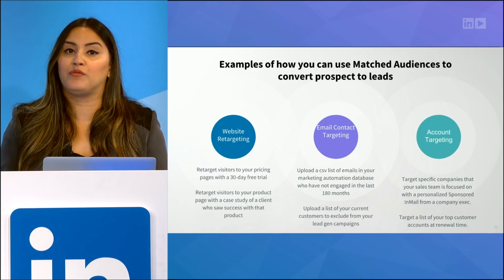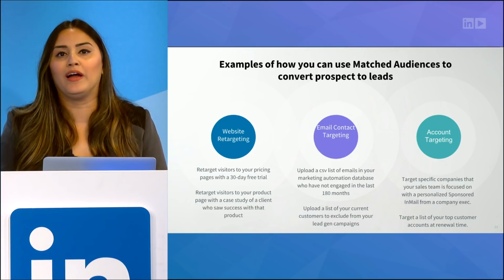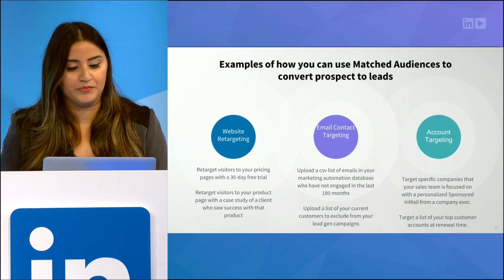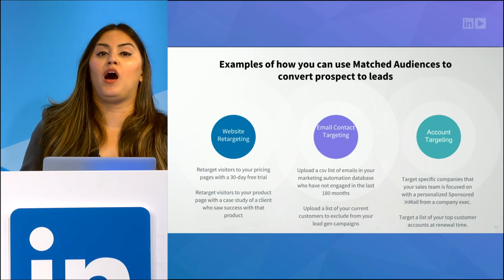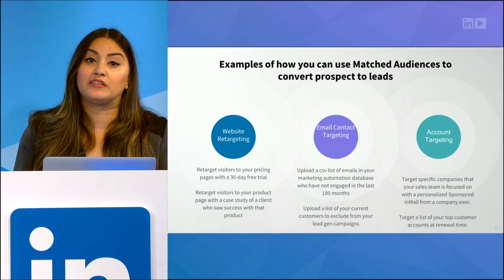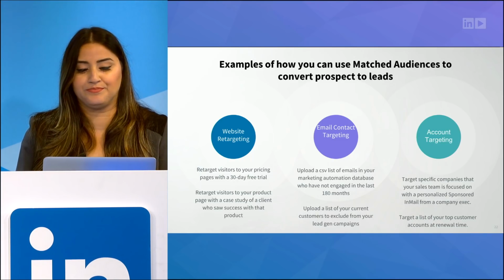In this scenario, I would recommend something like retargeting people who visited your pricing page with a 30-day trial. So again, it aligns perfectly, right? Content and where they are in the buyer's journey. Similarly, people who visited your product page and are interested in a specific product, you can retarget them with a piece of content that's focused on a case study involving that same product.